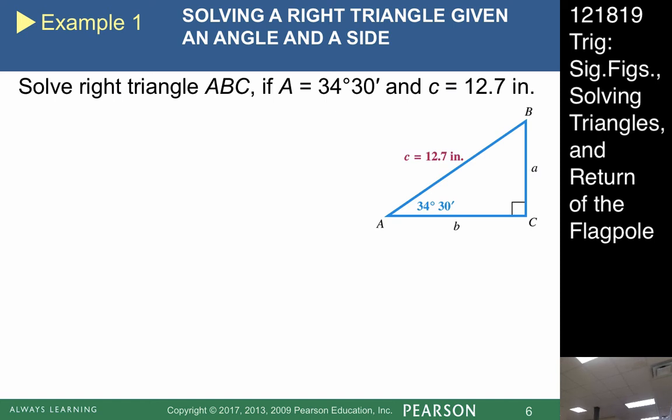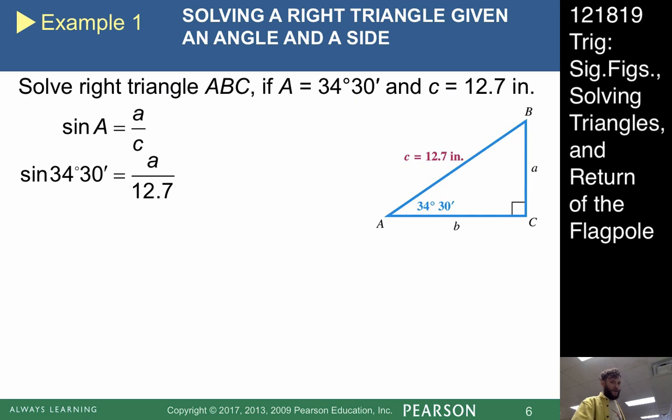Here, rather than fill the board with that stuff, let's just do this. So they do it with sine. They take the sine of 34 degrees 30 minutes, and that's easier. That makes more sense. And then we just solve for a.